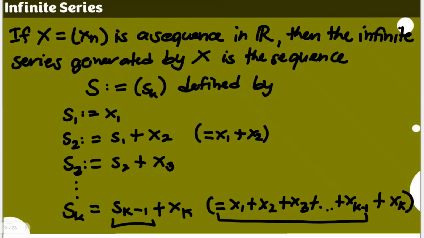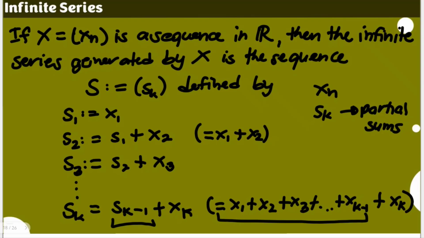Now the x sub n here are what we call the terms of the series, and S sub k are your partial sums. Partial sums meaning we are trying to get the sum of the first few elements or terms in our sequence or our series. So this is how we define an infinite series.